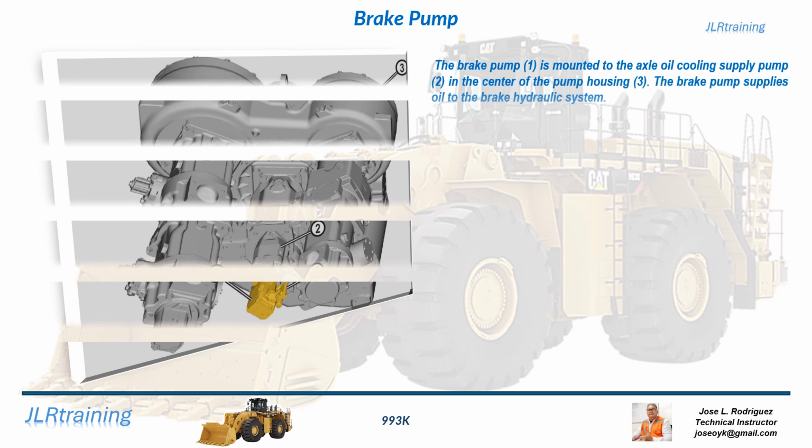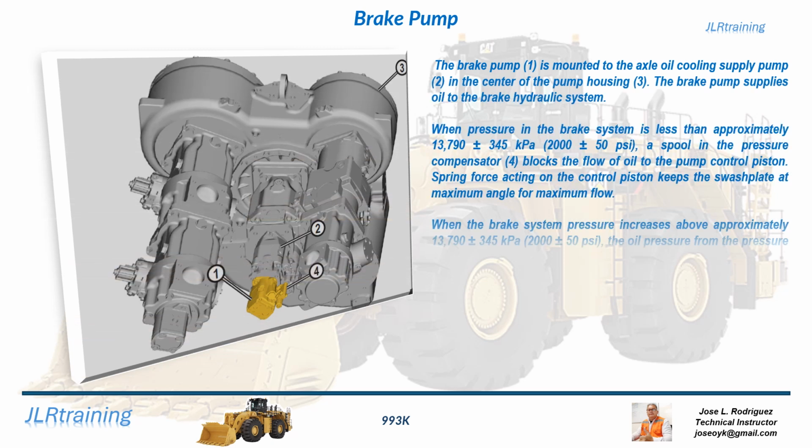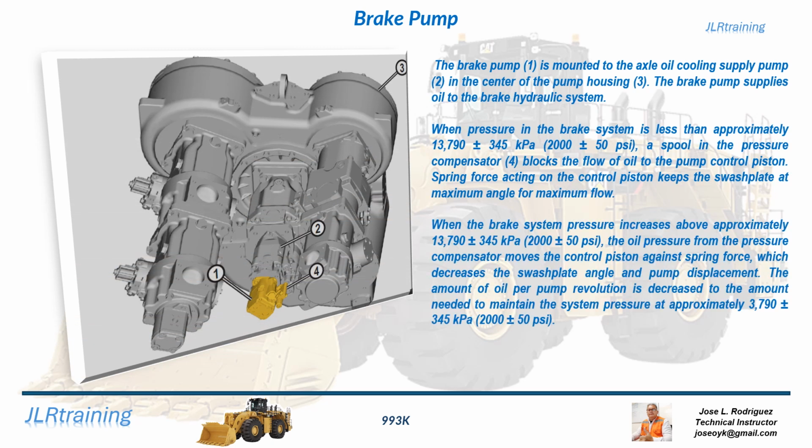Brake pump. The brake pump, 1, is mounted to the axle oil cooling supply pump, 2, in the center of the pump housing, 3. The brake pump supplies oil to the brake hydraulic system. When pressure in the brake system is less than approximately 13,790 plus or minus 345 kilopascals, 2,000 plus or minus 50 psi, a spool in the pressure compensator, 4, blocks the flow of oil to the pump control piston. Spring force acting on the control piston keeps the swash plate at maximum angle for maximum flow.